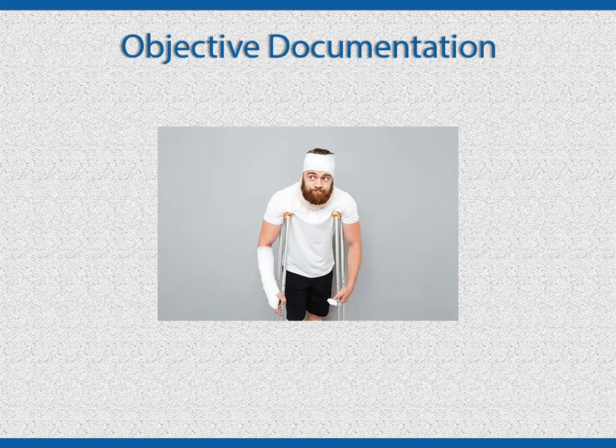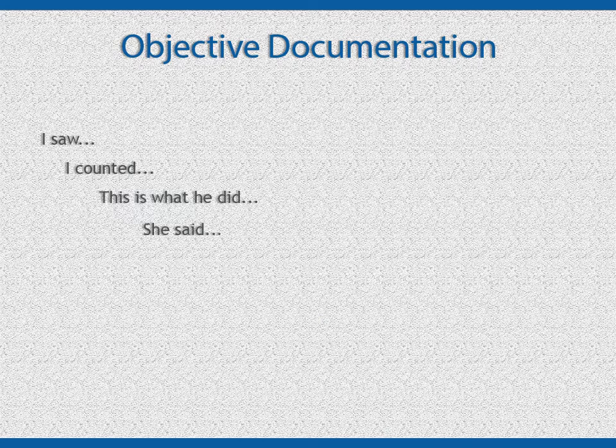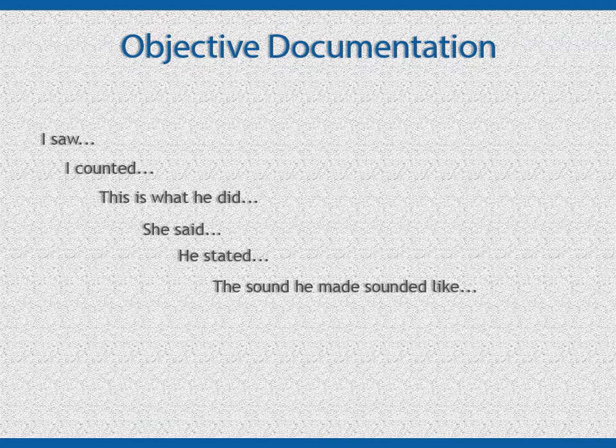Objective language includes phrases such as, "I saw," "I counted," "This is what he did," "She said," "He stated," "The sound he made sounded like." Remember, objective information can be described, imitated, may be counted, and should be the same if more than one person described it.